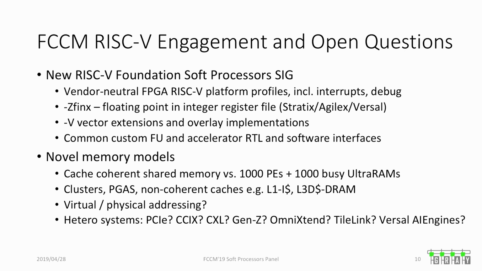I won't go into the last topic, which I think is very interesting, about non-traditional memory models. The RISC-V ASIC people are all thinking about coherent shared memory Unix systems. We're thinking about how do you access 1,000 memory accesses per clock cycle. It's a different kind of problem, and we have some interesting work there.